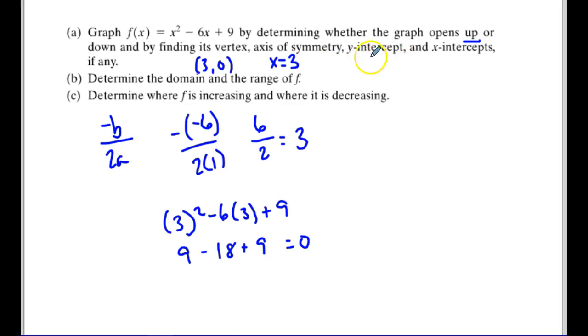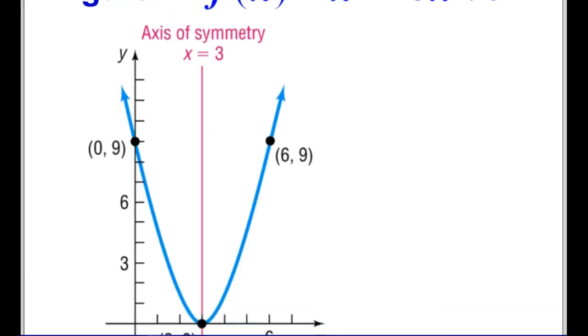So I can find my y-intercept and my x-intercepts. Remember that the x-intercept is where my y value equals 0. I've already found my only x-intercept here. So let's go ahead and find the y-intercept. I can plug in 0, and that gets rid of these two terms. So my y-intercept, when my x is 0, is at 9. Now I have these points that I can plot and come up with my graph.